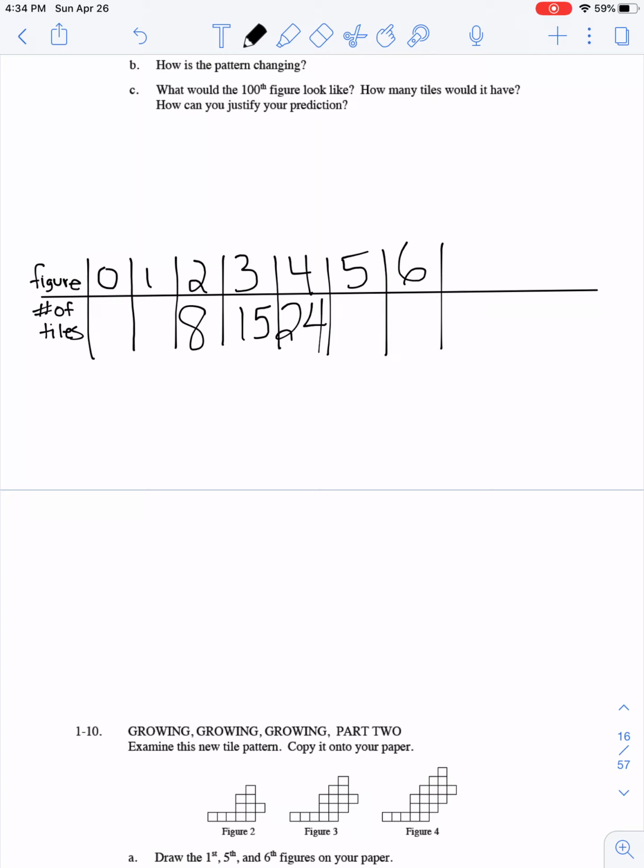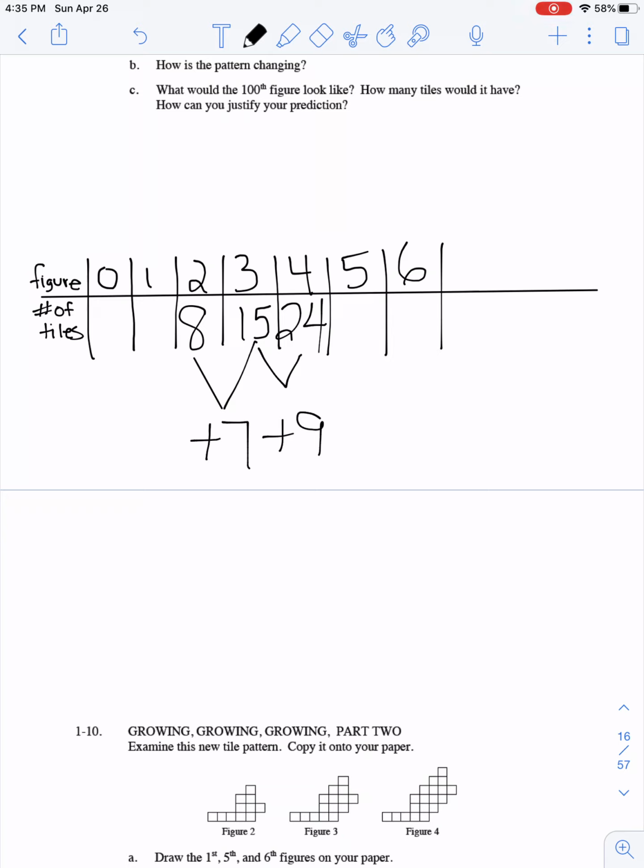So how is my pattern changing? We want to know from figure 2 to figure 3, how much did it change by? What was added? 8 plus what is 15? Well, I'm hoping you're saying 7. Then 15 to 24, is that also 7? It looks like it's 9.